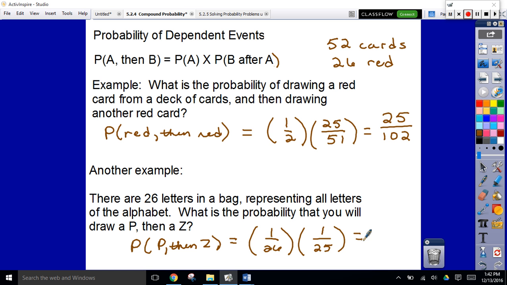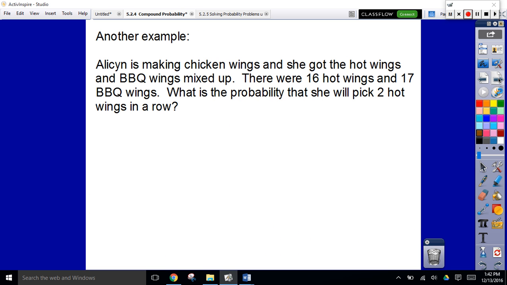All right, so we have 1 times 1 is 1. 26 times 25 is actually 650. So your chances of doing that are 1 out of 650. Not a very big chance, right? That's not very likely. Let's put it this way. Okay, questions about this slide before we go on? Okay, let's try this one.